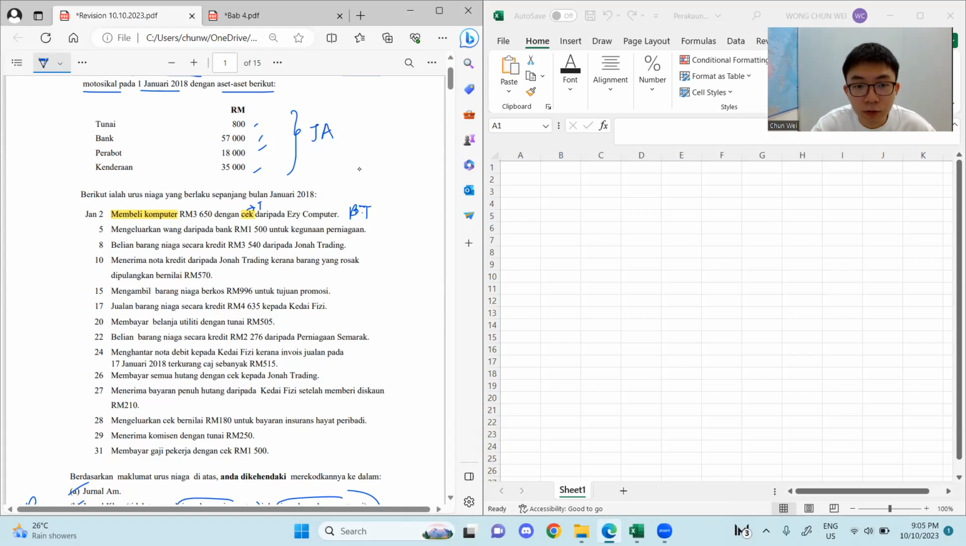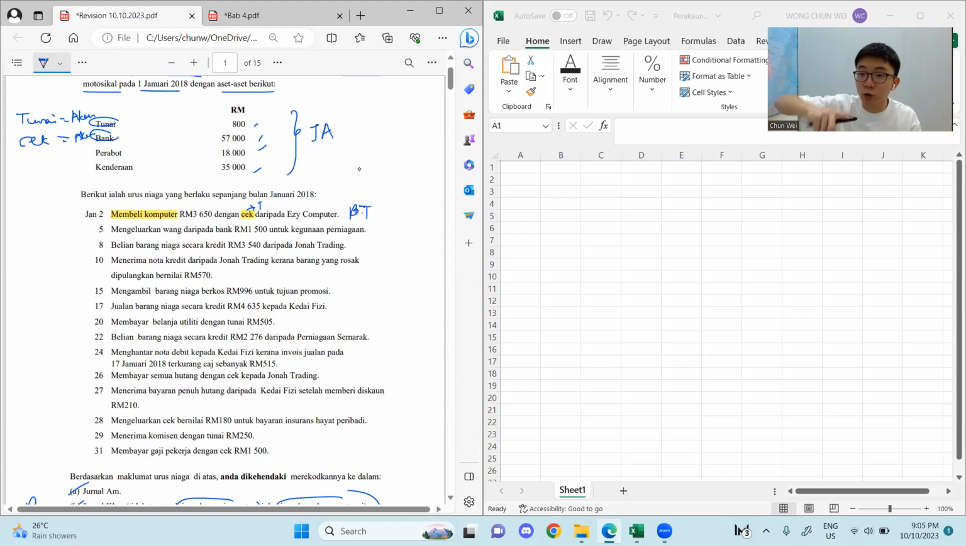Now this buku tunai is into account tunai. That's how you get tunai and bank. So check will enter into your account bank. That's how you differentiate. But both of these are you pay now.